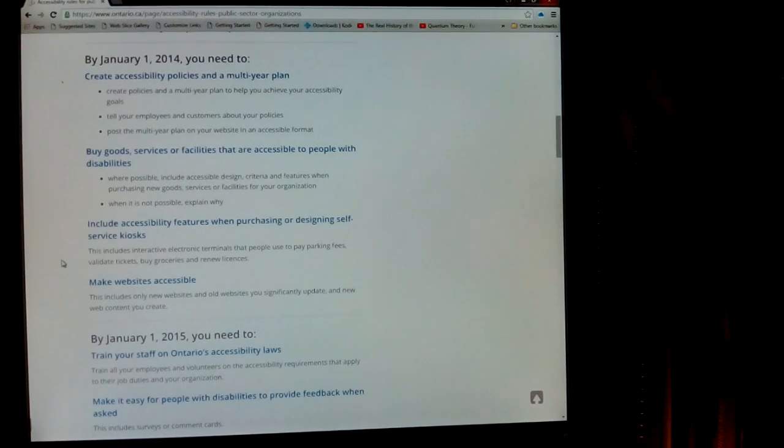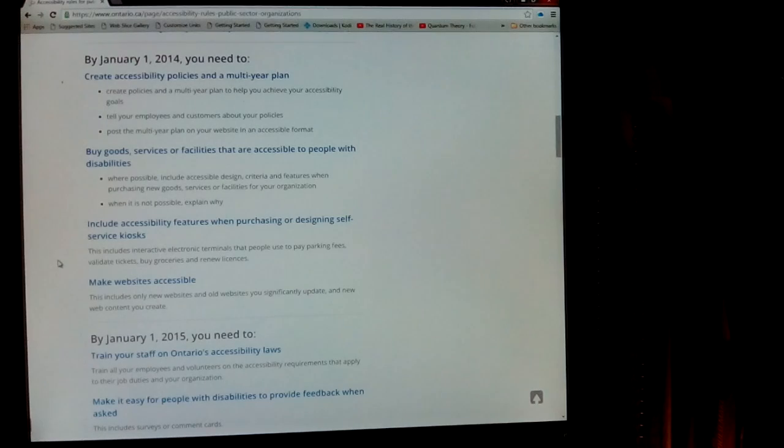Create policies and a multi-year plan to help you achieve your accessibility goals. Tell your employees and customers about your policies. Post the multi-year plan on your website in an accessible format. Buy goods, services, or facilities that are accessible to persons with disabilities. Where possible, include accessible design, criteria, and features when purchasing new goods, services, or facilities for your organization. When it is not possible, explain why.